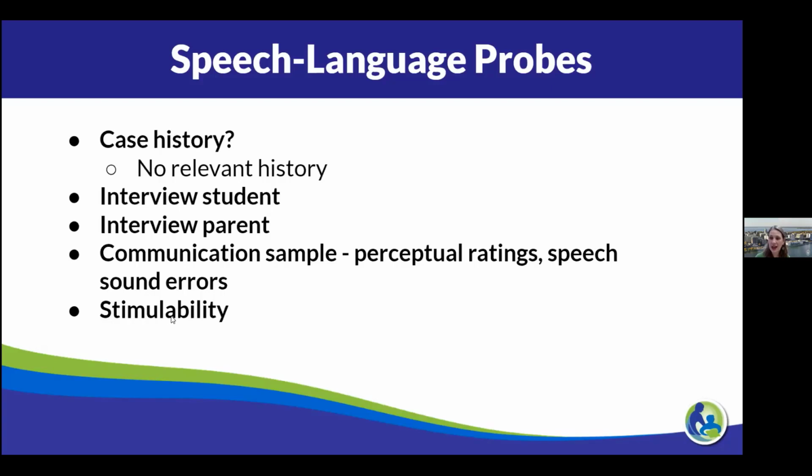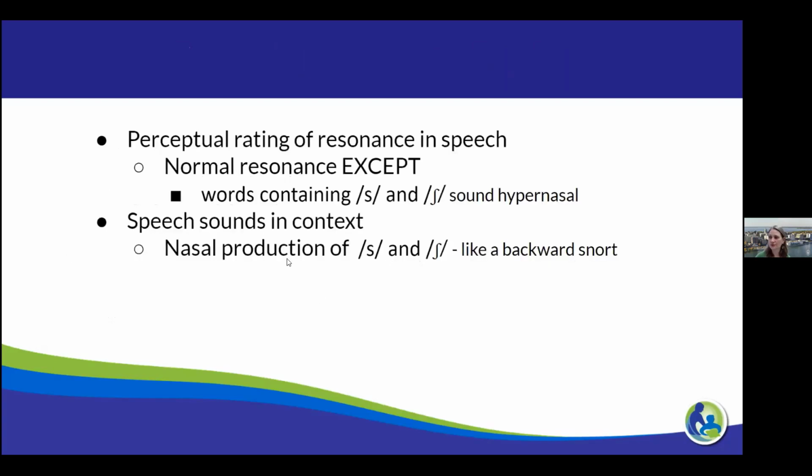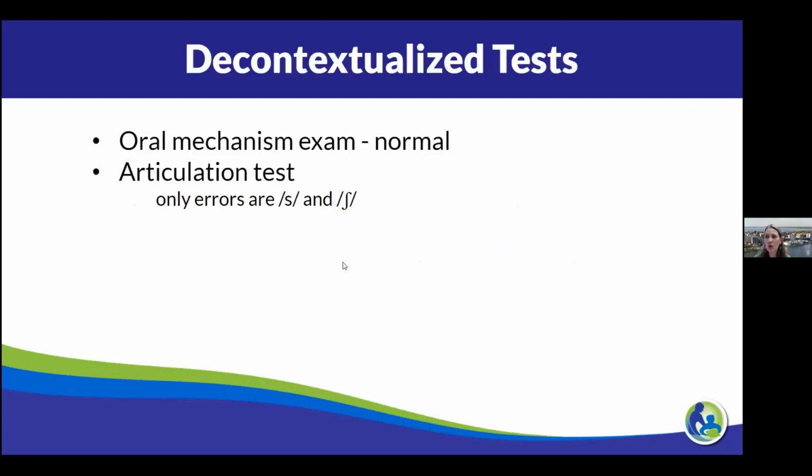You notice S and sh are produced as nasal, kind of a backward snort. Everything else seems typical. His oral mechanism is normal. You see nothing that looks like a submucous cleft palate. Again, on the articulation test, only S and sh are that atypical nasal backward snort.